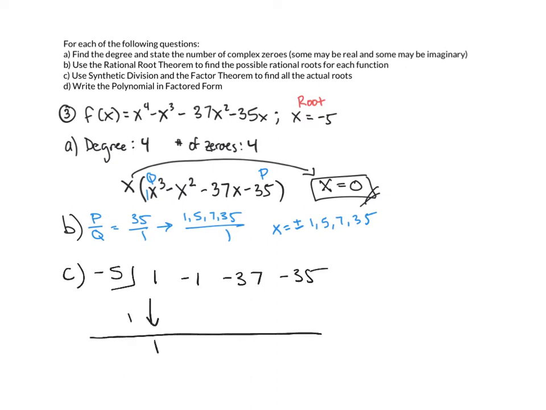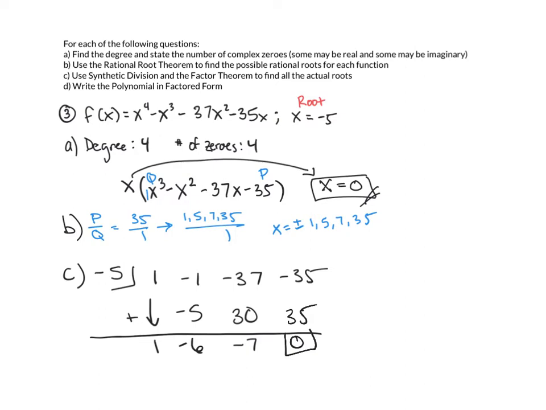Let's see, we'll bring down the first number, make sure we're adding. 1 times -5 is going to be -5. -1 plus -5 is a -6. -6 times -5 is a positive 30. -37 plus 30 is a -7. -7 times -5 is positive 35. And -35 plus 35 gives us 0.